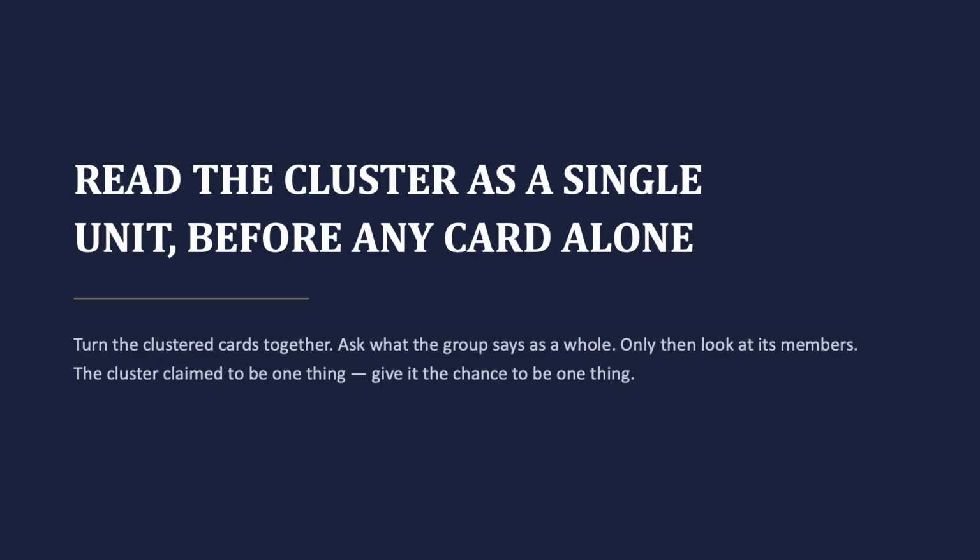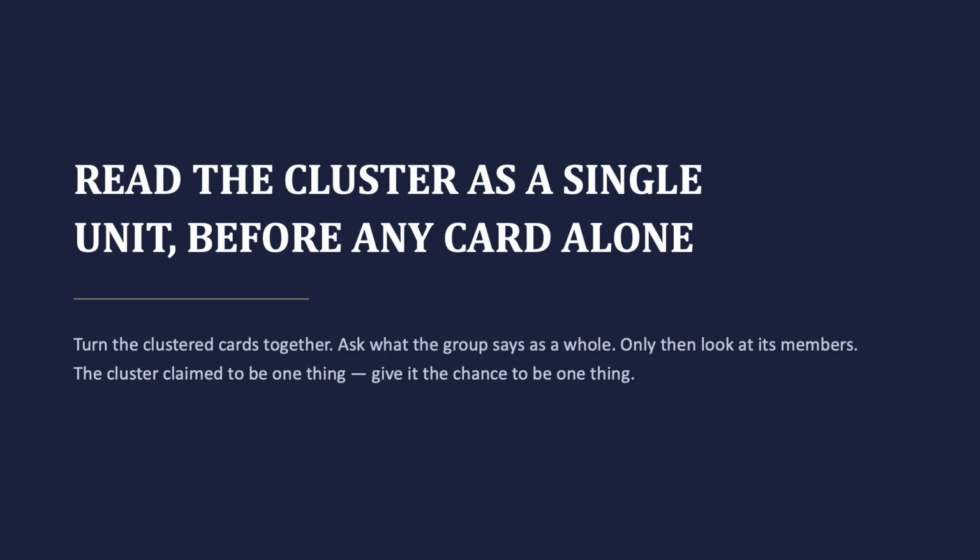Here is the discipline that follows from that cluster being a claim, and it is straight from the reading sequence in the book. Read the cluster as a single unit before any card individually. You turn the clustered cards together, not one, then the next, together. And you ask yourself, what does this group say as a whole? Only after you have an answer to that question do you look at the individual members.